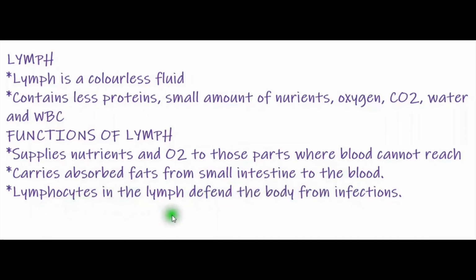The lymphocytes in the lymph defend the body from infections. Lymph contains lymphocytes, and these lymphocytes fight the microorganisms, so infections cannot affect the person. These are the three functions of lymph. So what is lymph? Lymph is a colorless fluid that flows through the lymphatic system. It contains less protein, a small amount of nutrients, oxygen, carbon dioxide, water and WBC. And these are the three functions of lymph.